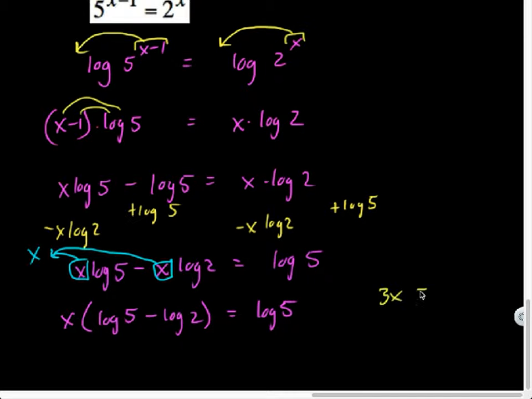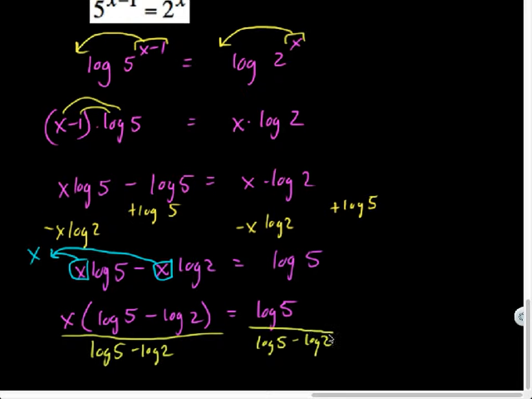If this was just like 3x equals 5, what would you do to solve for x? Divide by the 3, right? So the same idea. I'm just going to divide by this big ugly thing because it's just a number. That's all it is. So divide both sides by the log 5 minus log 2. And the thing I would want to point out is that it would be super illegal to cross those out. Can't do that. That's not how fractions work.